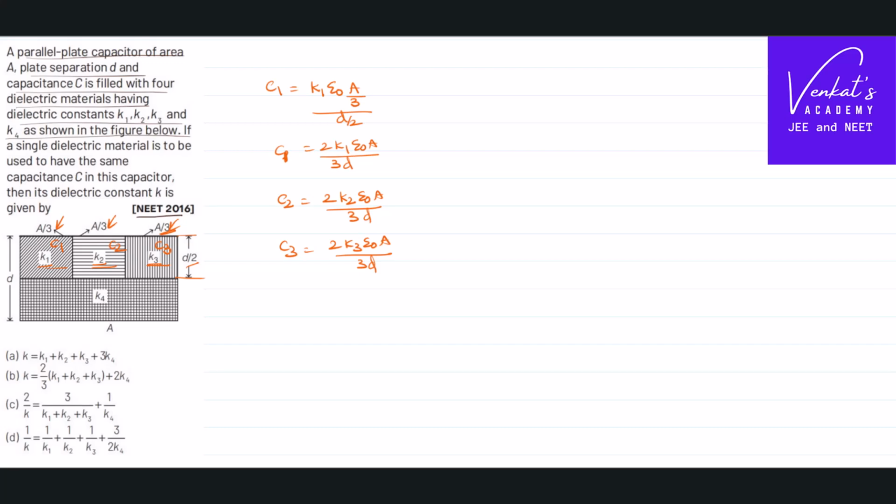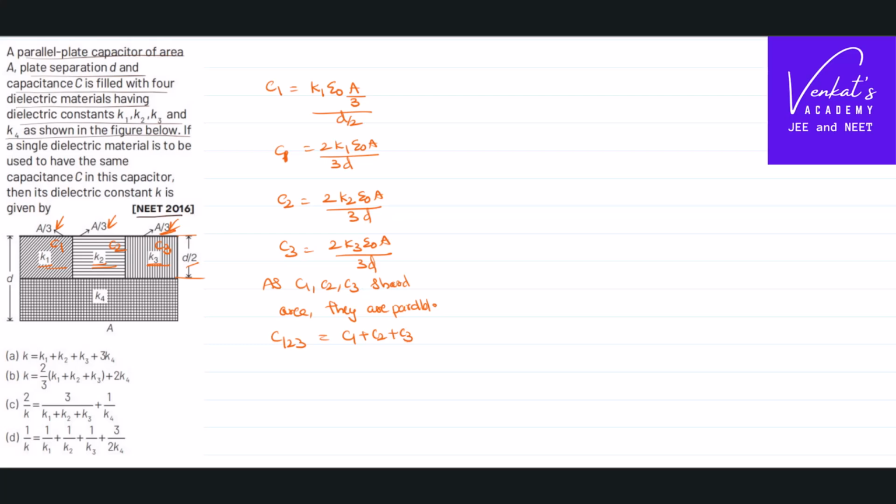So there are 3 capacitors connected like this, C1, C2, C3, sharing the area. They are parallel to each other. So their combination can be written as C1 plus C2 plus C3.